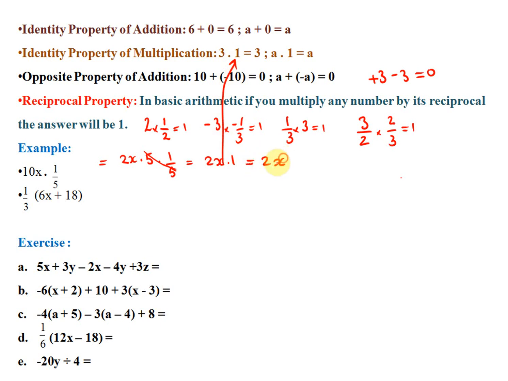Same with this one. It's 1 over 3. We are multiplying 1 over 3 times 6x plus 1 over 3 times 18, and you know that 6x is a multiple of 2 and 3, so we have 3 times 2x plus, we know that 18 is a multiple of 3 and 6, so we have a number and its reciprocal, that's 1 and that's 1, so we have 2x plus 6. These are some exercises for you to practice.